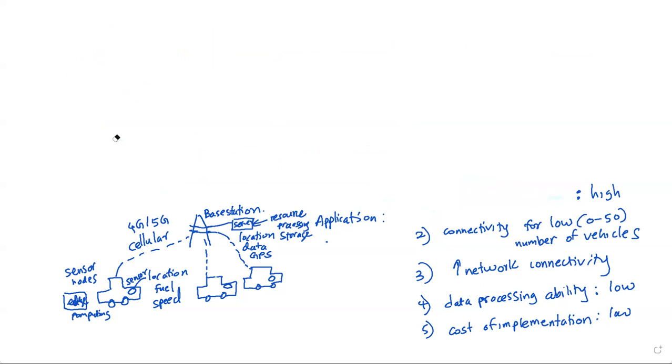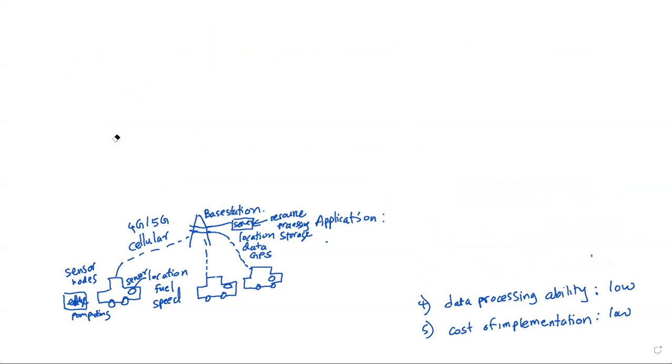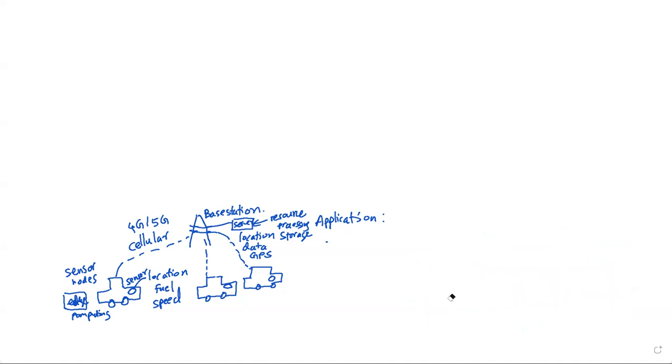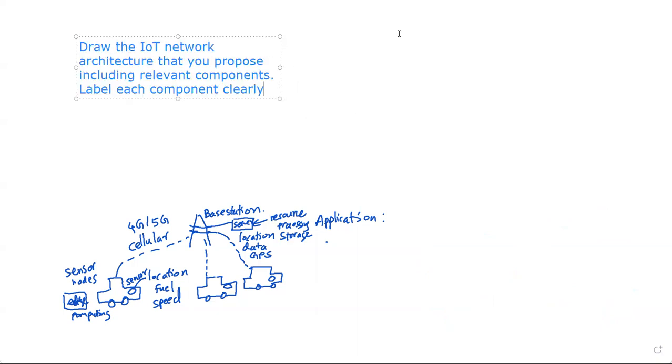Right. So we are asked to draw the proposed network architecture. I think this is the picture I have drawn earlier, so I can use the same picture. Our computing solution is edge computing. So an edge computing based IoT network architecture is what we are proposing.